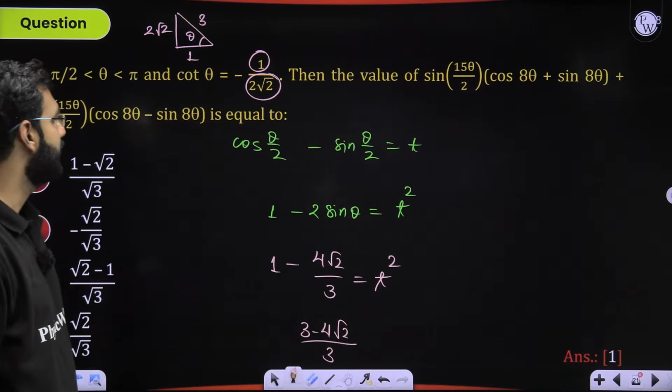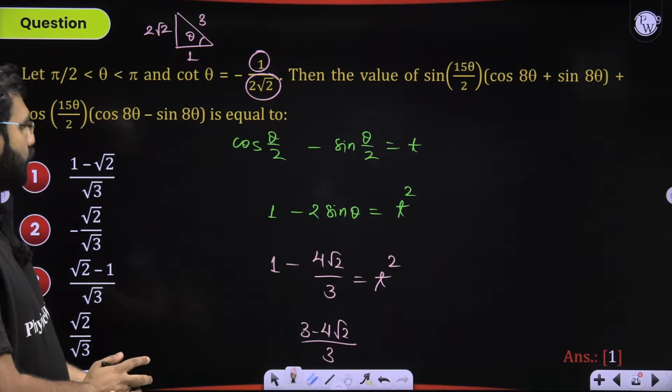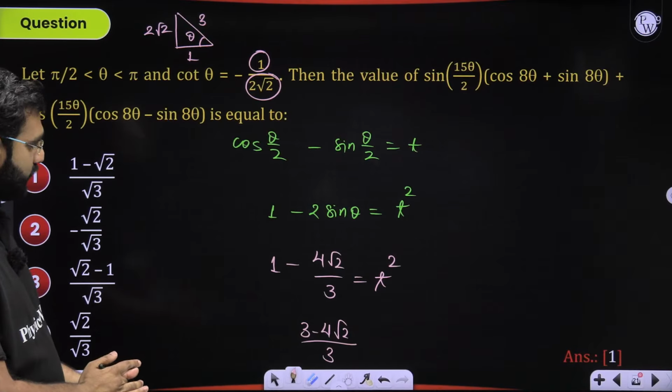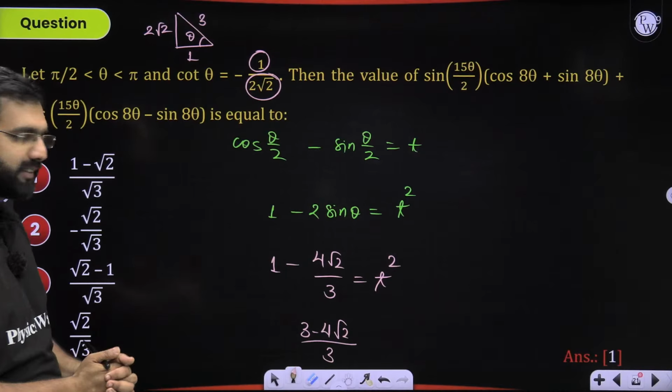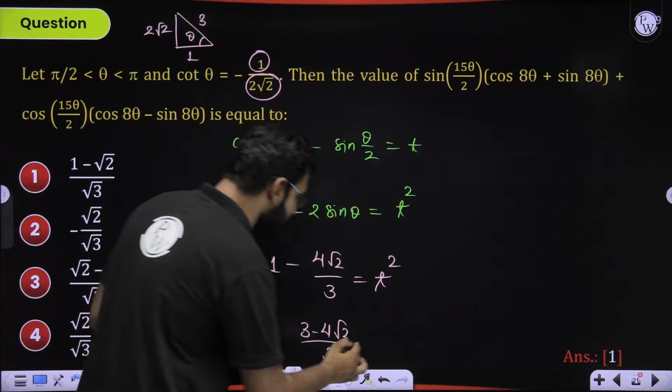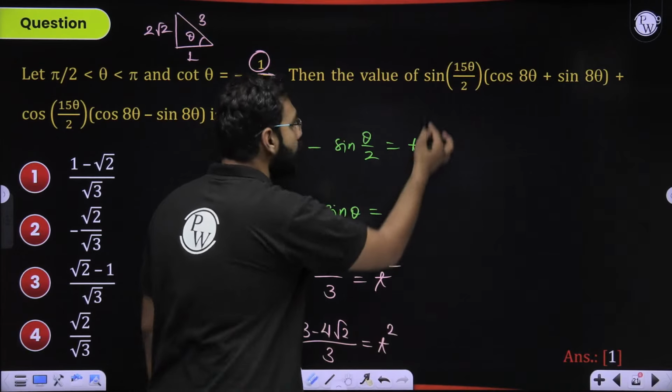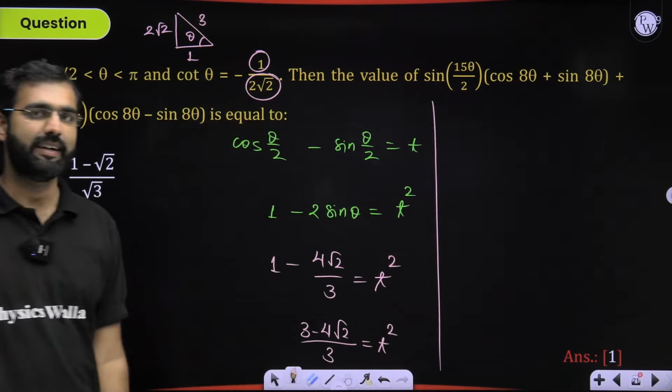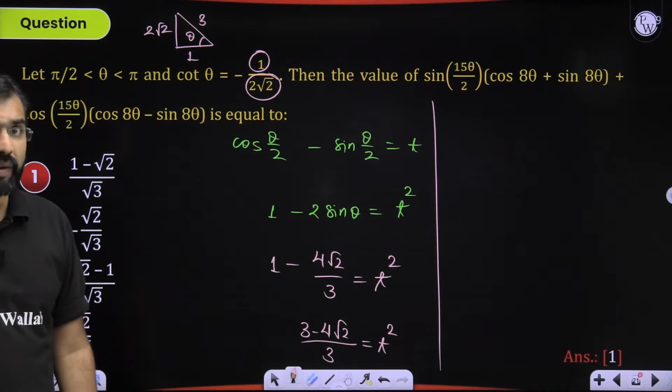1 minus 2 sin theta. Sin theta will be 2 root 2 by 3. So 4 root 2 by 3. So 3 minus 4 root 2 by 3. Comfortably understanding this part, everyone? I hope nothing wrong with that. But this here is the value of t square. We don't need t square, sir. We needed t.